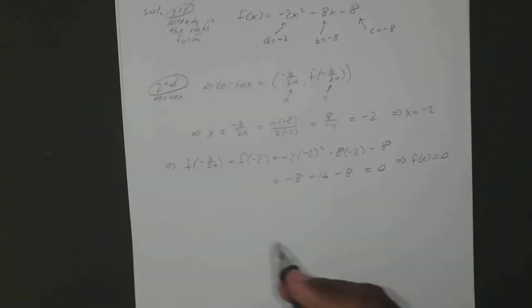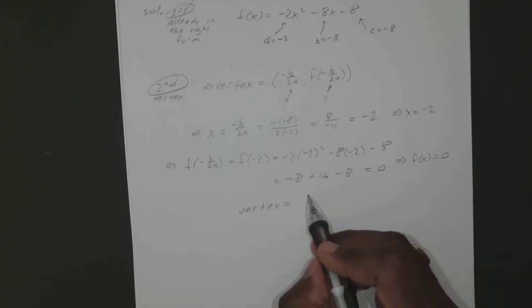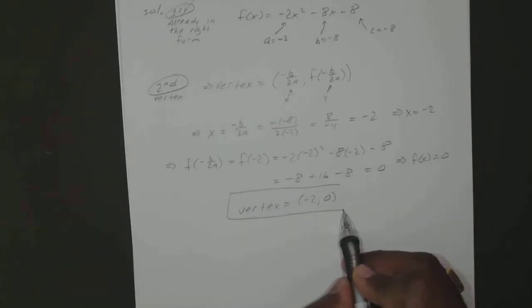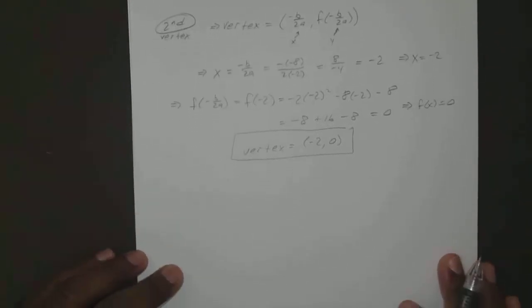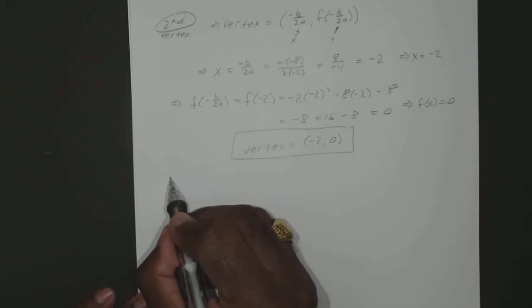Okay, so we know that our vertex is going to equal negative 2, 0. So we have 1 point. Now we have to find 2 other points.